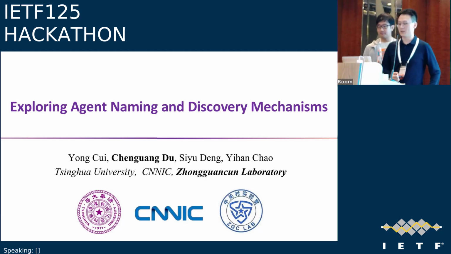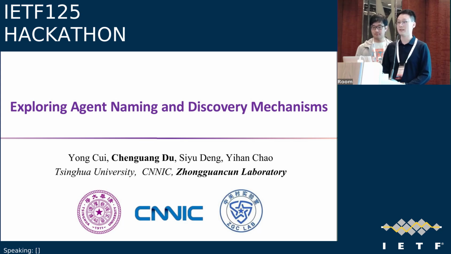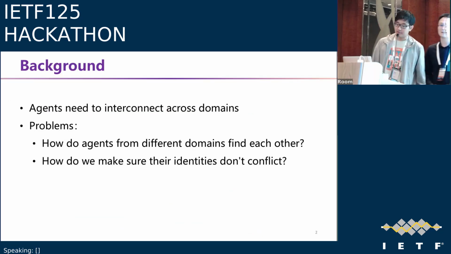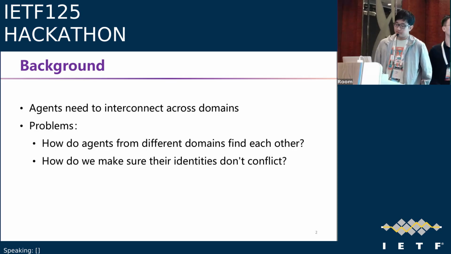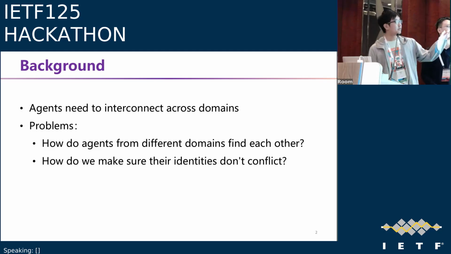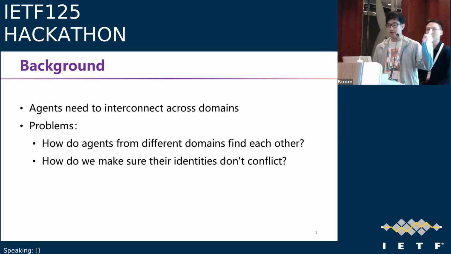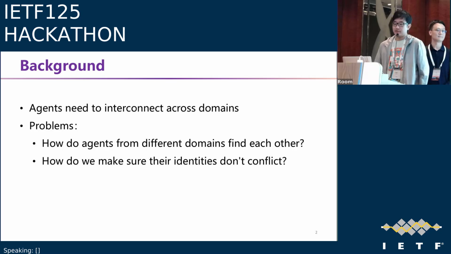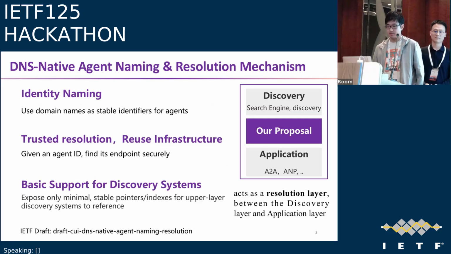Hello everyone, I'm Du Shenguang from Zhongguancun Lab. We will introduce our work on agent naming and discovery mechanism. It's a joint work from Tsinghua, Zhongguancun Lab, and CNIC. Yeah, I'm Sui from CNIC. The background is that agents are a really hot topic right now, and agents need to interconnect across domains. So the problems are these: first, how do agents from different domains find each other? And second, how do we make sure their identities don't conflict?